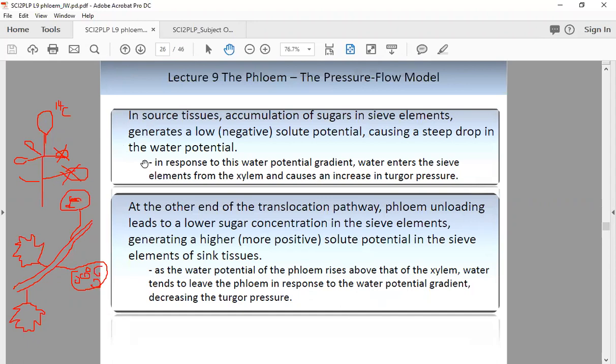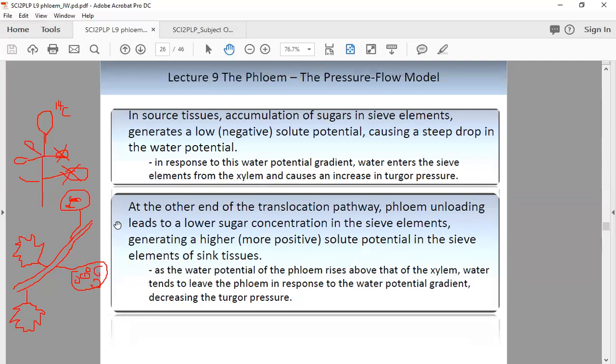This low solute potential causes a decrease in the water potential. In response to this lowering of the water potential, water will move from the adjacent xylem into the sieve element. This causes an increase in turgor pressure in the sieve element. At the other end of the translocation pathway, that is at the sink end, phloem unloading occurs.